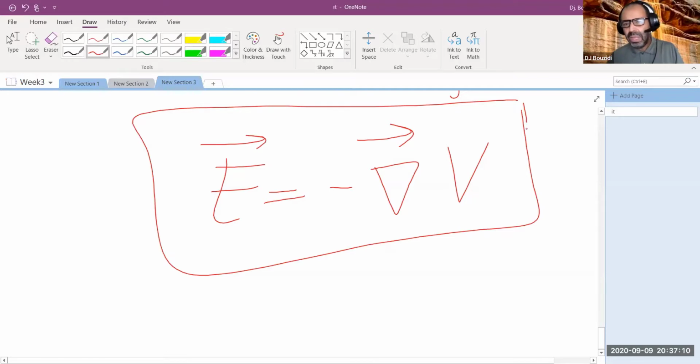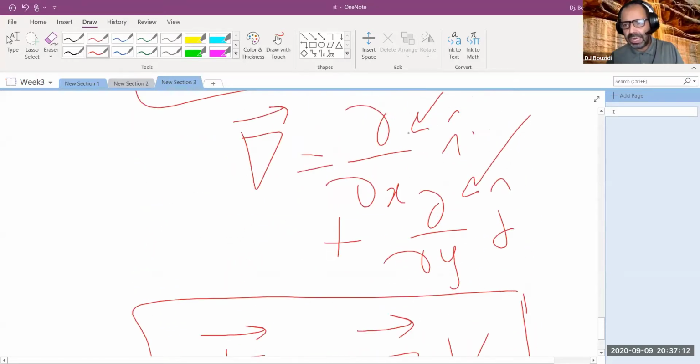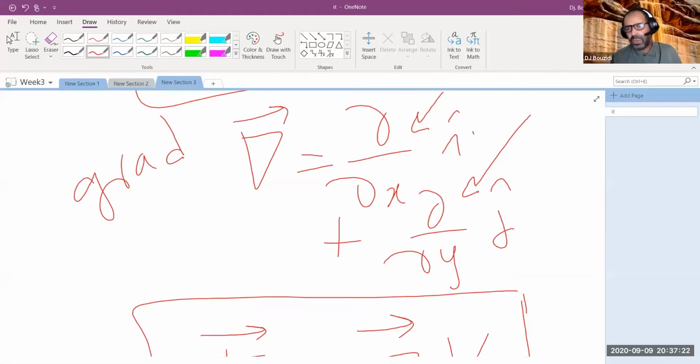The same operator, which is the gradient in this case, this is what this thing is called, gradient, that's the same thing applied. So in this case, V is the scalar, the electrical potential is the scalar.